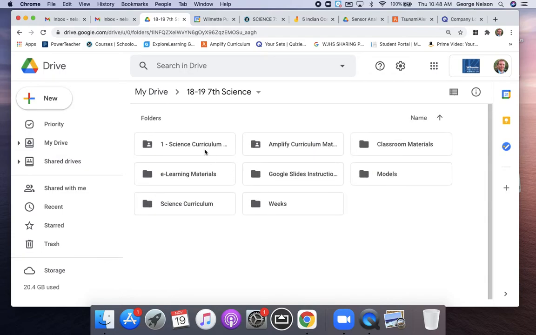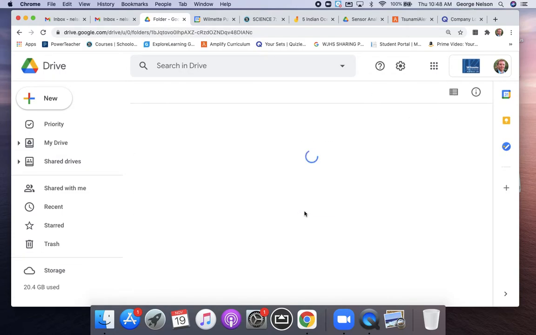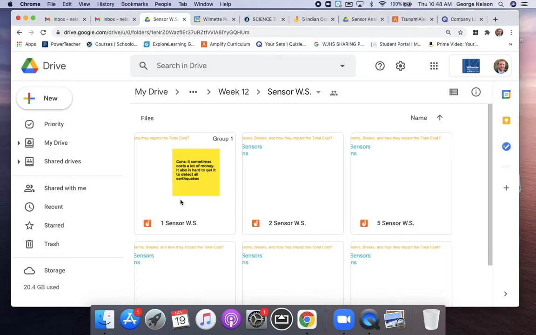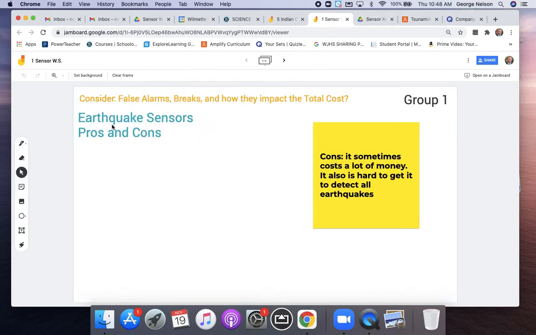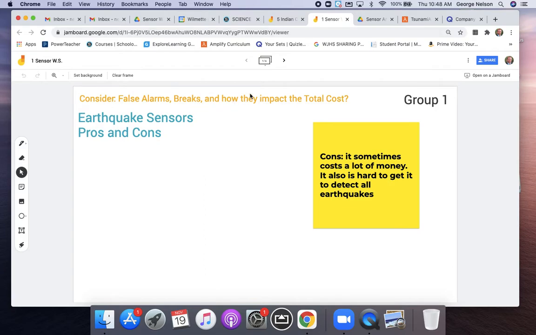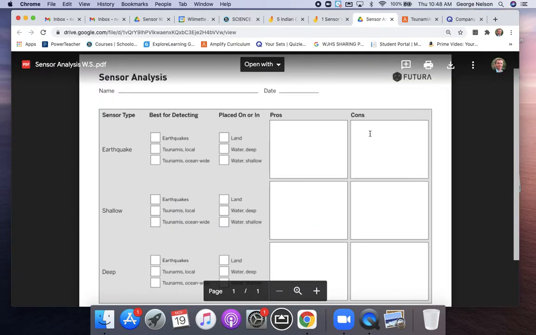How do you know what they are good at? Consider false alarms, breaks, and how they could impact the total cost. Those are all things that could make it good or bad. Are they cheap? Do they break a lot? Are they good at detecting things, or do they send false alarms?